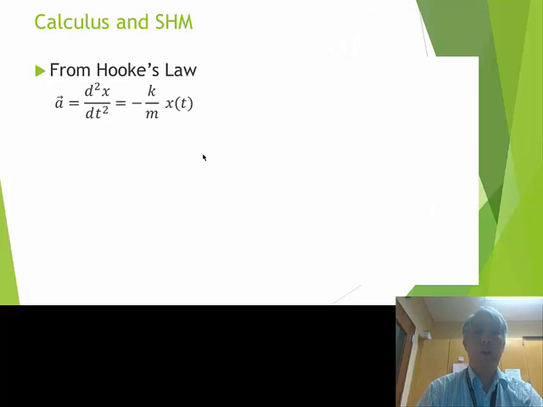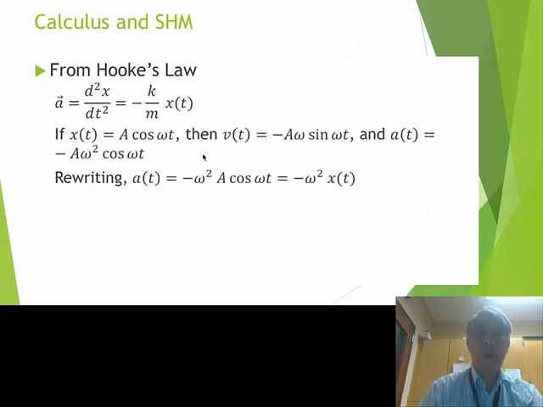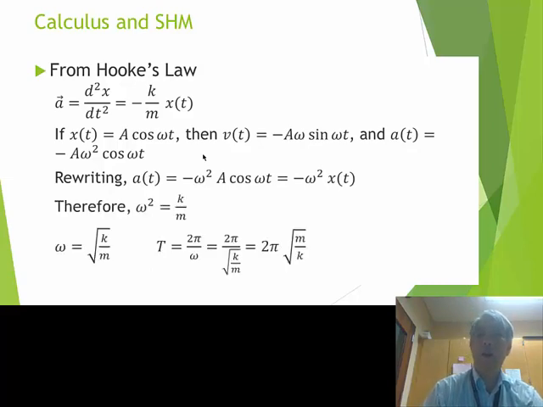So we set them equal to each other. And so here we have it. a of t is going to equal minus omega squared A cosine omega t. But we already said that A cosine omega t is x of t. So we substitute that back and we realize that a of t is equal to minus omega squared x of t. But a from above is also equal to minus k over m x of t. What that basically says is omega squared equals k over m. Taking a square root, omega is equal to the square root of k over m.